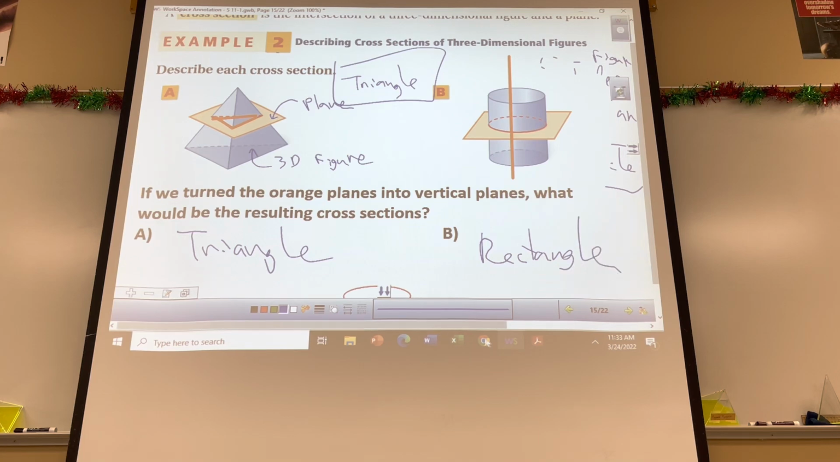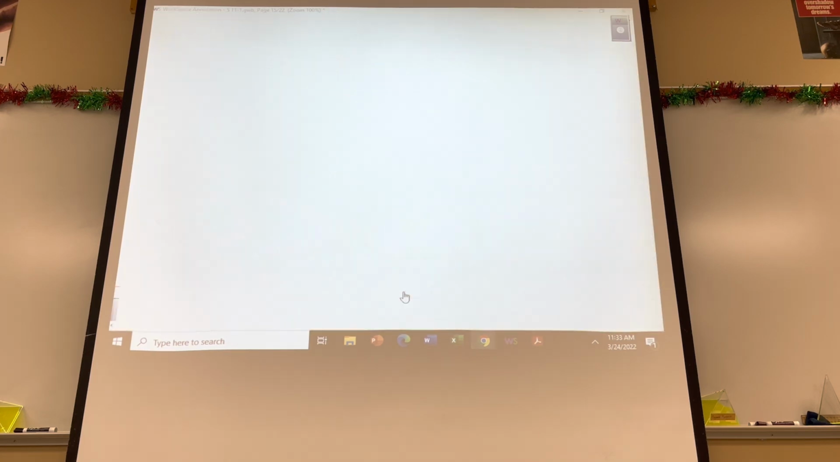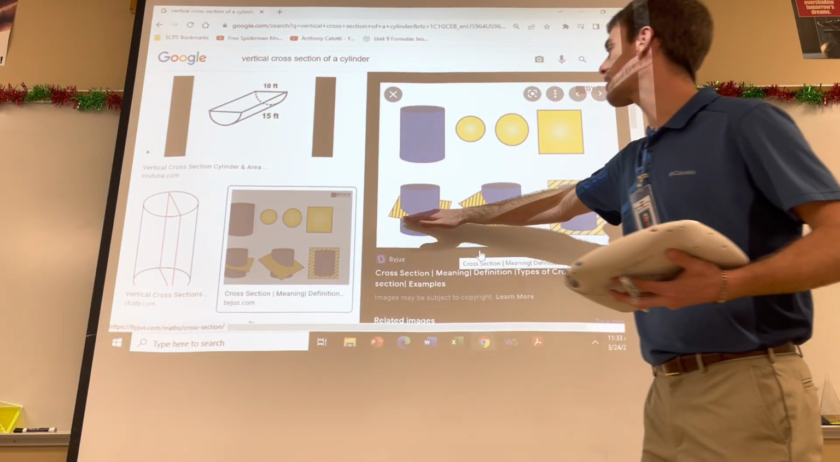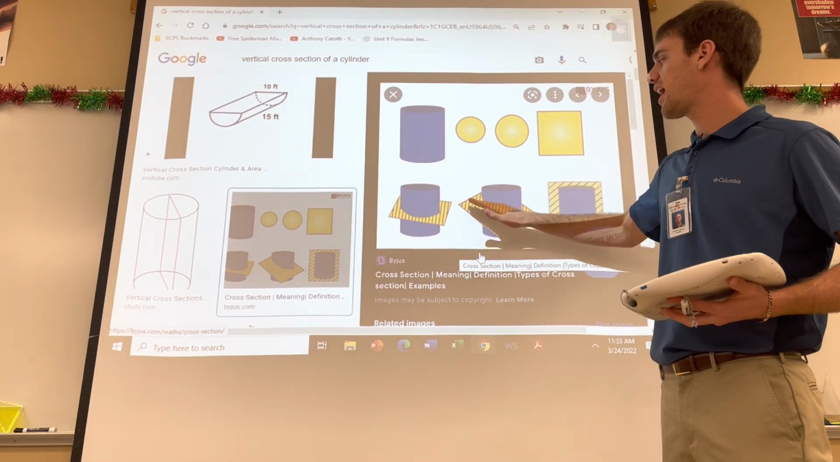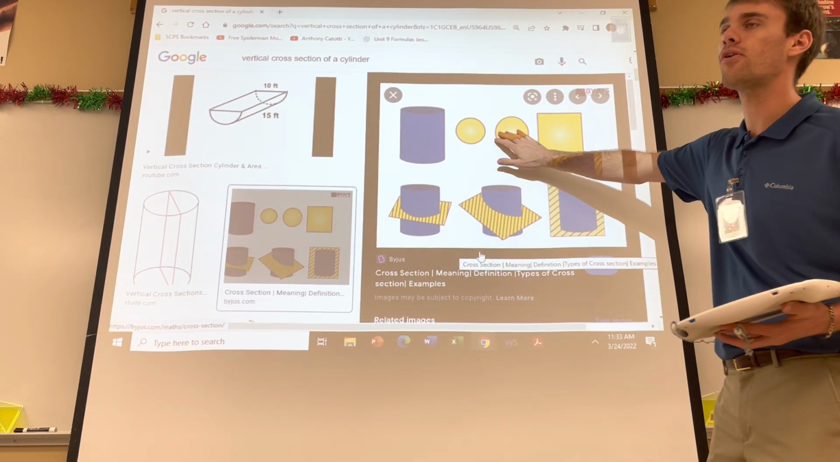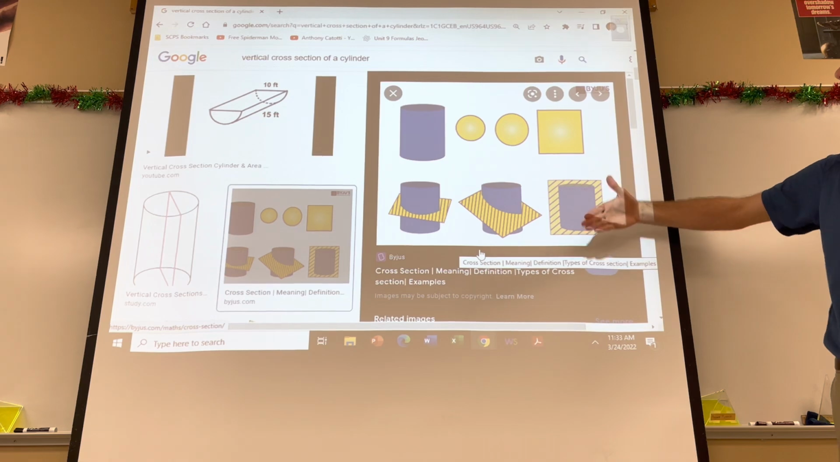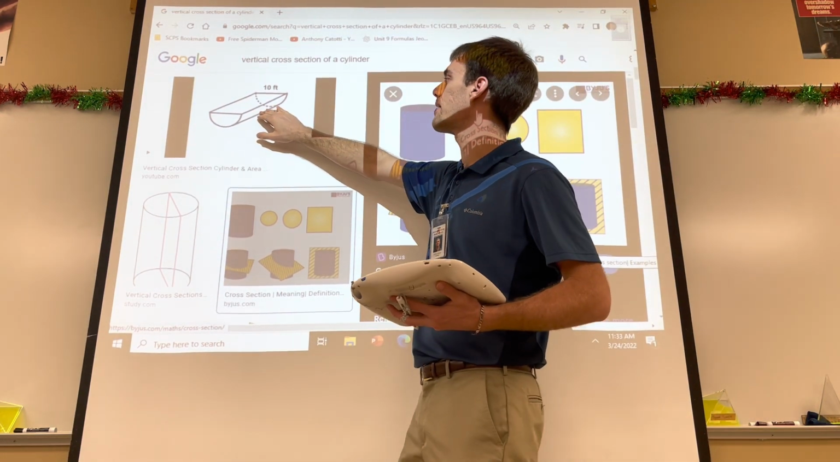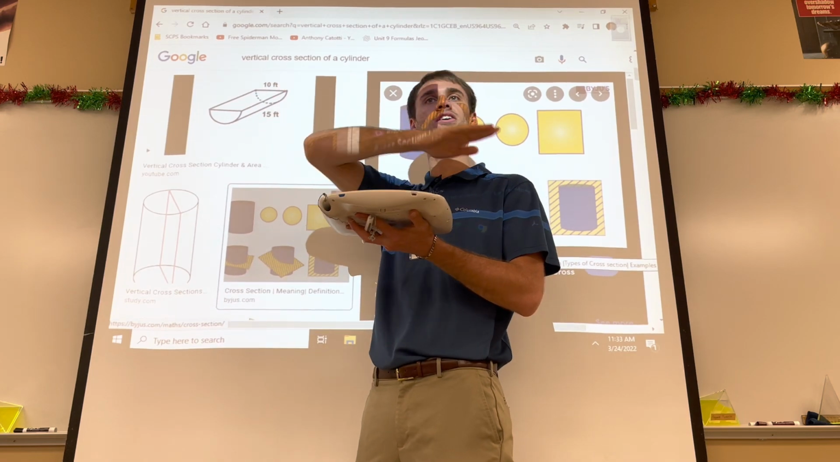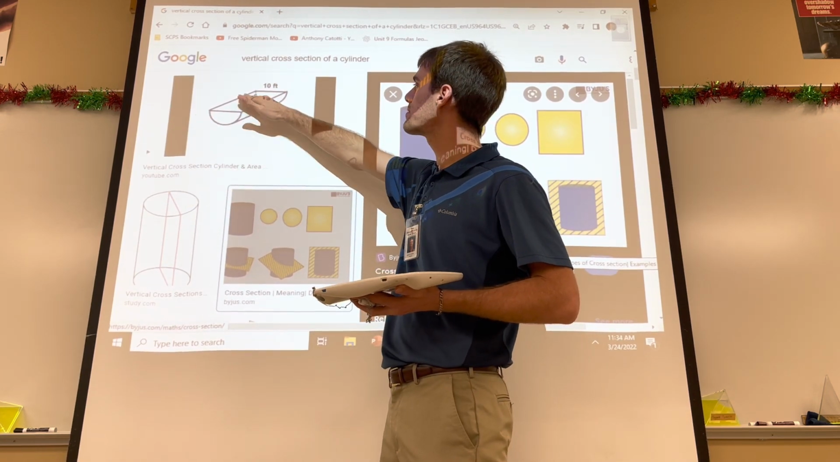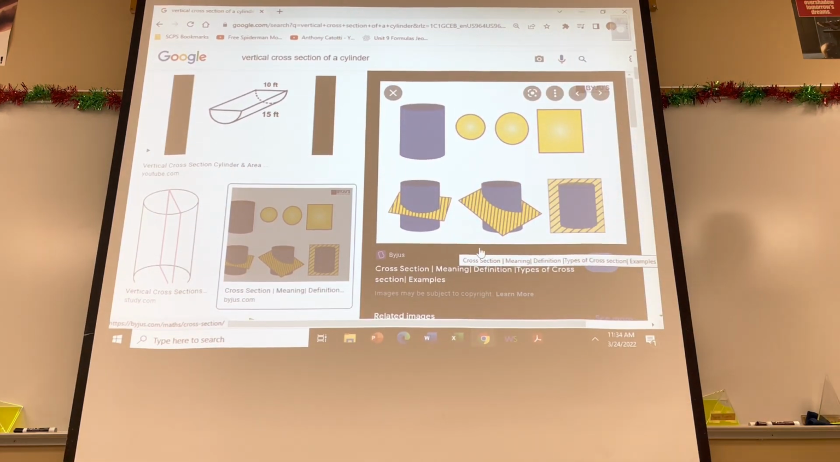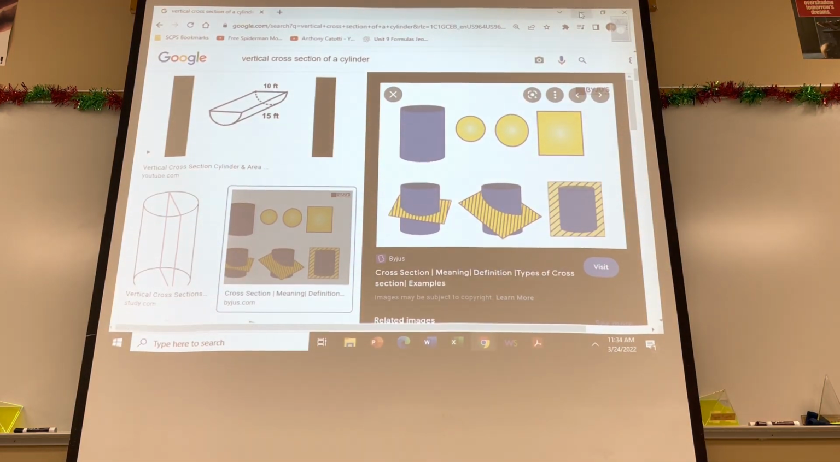Alright, and we can go ahead and see that here. Here we have a horizontal cross section, you form a circle. A diagonal one forms an oval. But if it is straight up and down, you form a rectangle. And here's another picture so you can see it. Imagine you take that cylinder, you slice it long ways, and you get that flat rectangular surface.